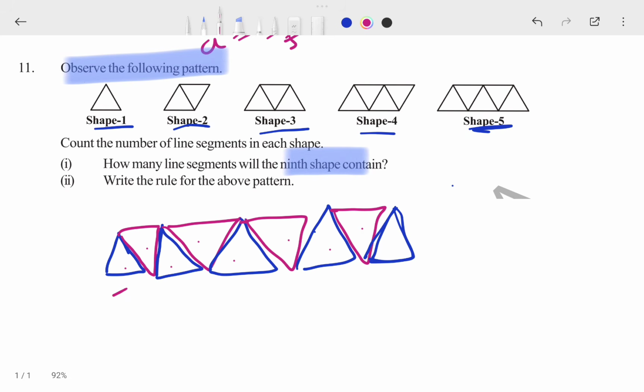This is one shape, this is 2, this is 3, this is 4, this is 5, this is 6, 7, 8, 9. Nine shapes we have created. Okay, now we have to count how many line segments.